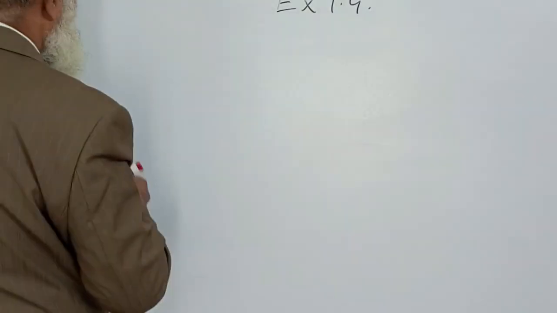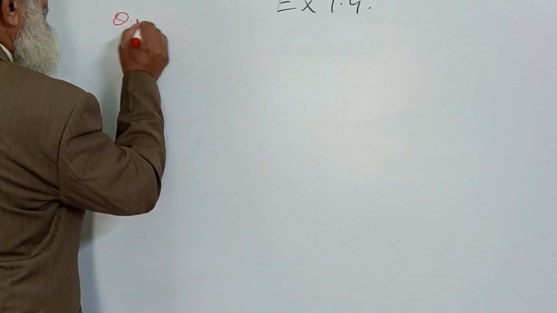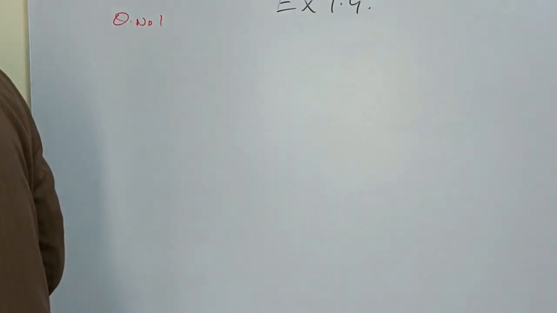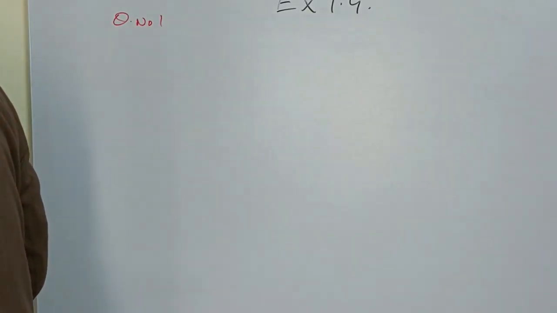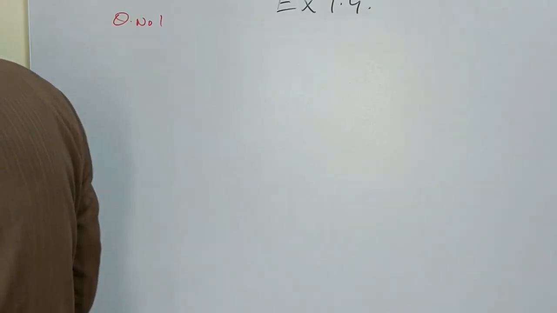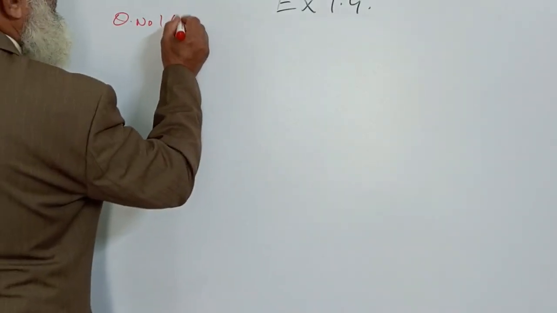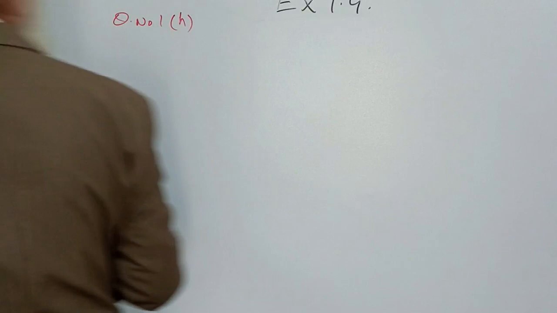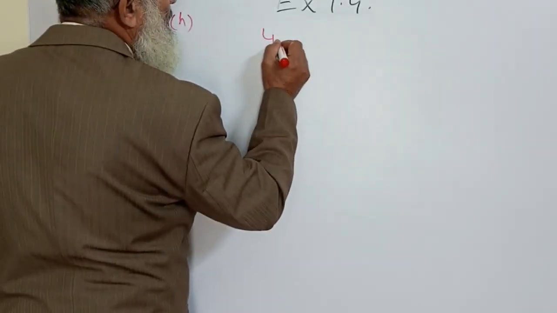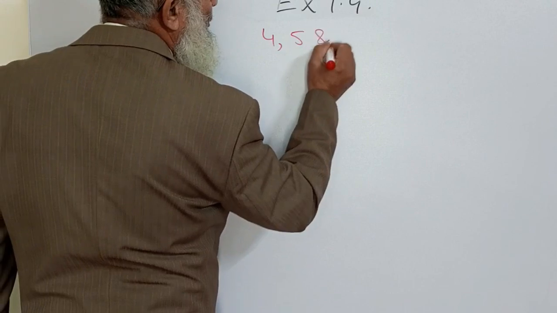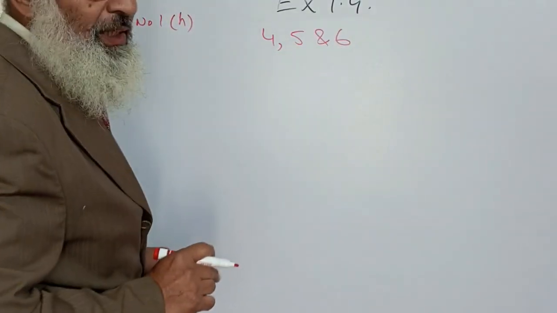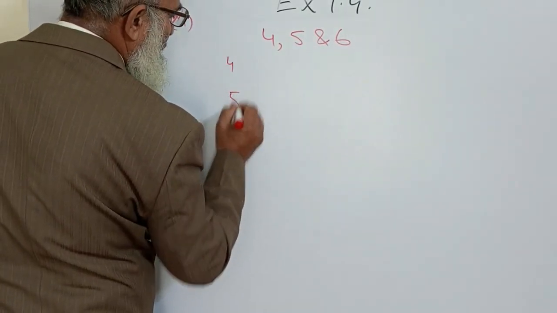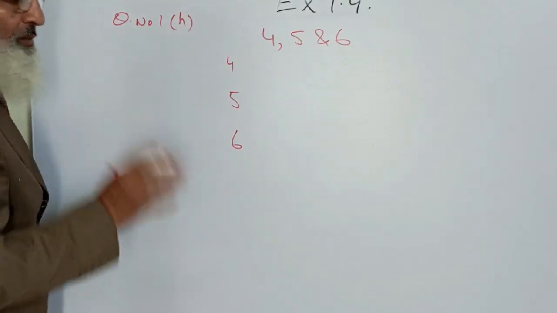So I proceed with some more examples, and the examples are now for three numbers. Now dear students, question number 1, rather we will be doing part H. And what does it say? 4, 5 and 6. Now we have to find the LCM of 4, 5 and 6. Now this is a very simple and easy question.